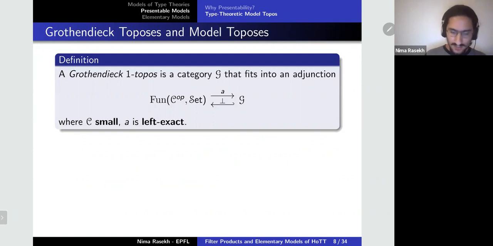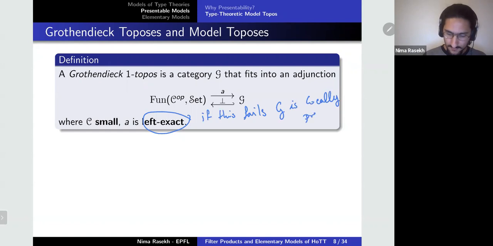And notice here, if this left exactness fails, then what can we say? Then that means G is exactly locally presentable. So that's how they correspond to each other. Locally presentable categories also come from presheaves, and toposes are the ones which come from a localization functor that is also left exact, i.e. preserves finite limits. And so this can be readily generalized.